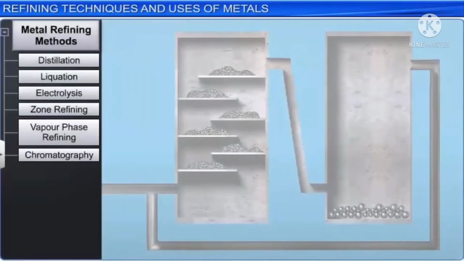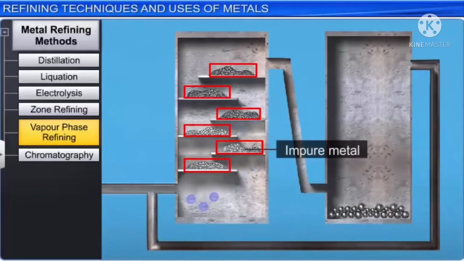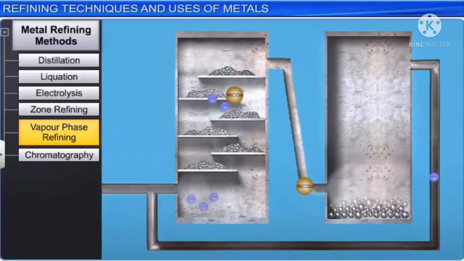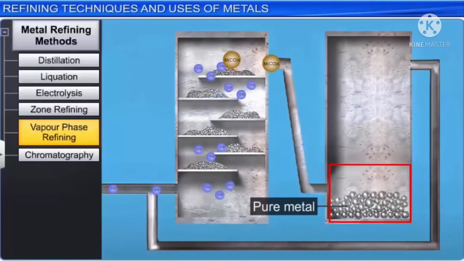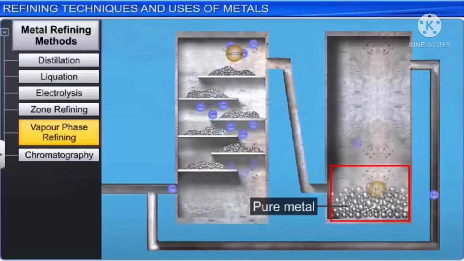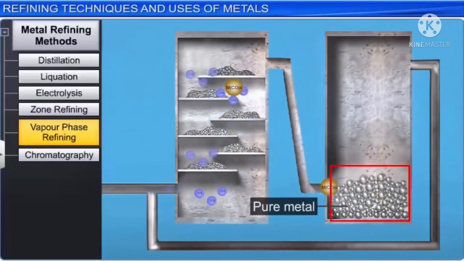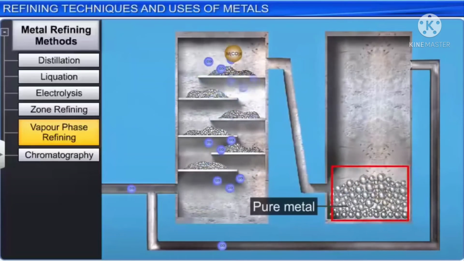In another refining technique, which is vapor phase refining, the impure metal is first converted into its volatile compound. The volatile compound is then decomposed to give pure metal. It is essential for this technique that the volatile compound of the metal should be easily formed and easily decomposed.